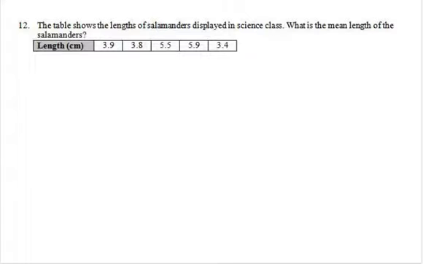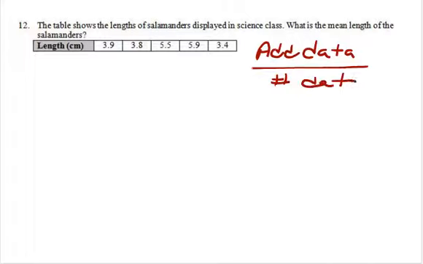The table shows the lengths of the salamanders displayed in the science class. What is the mean length? Okay, mean means average, A for average. Don't forget. So we're going to find our average, so we're going to add the data and divide by the number of data.